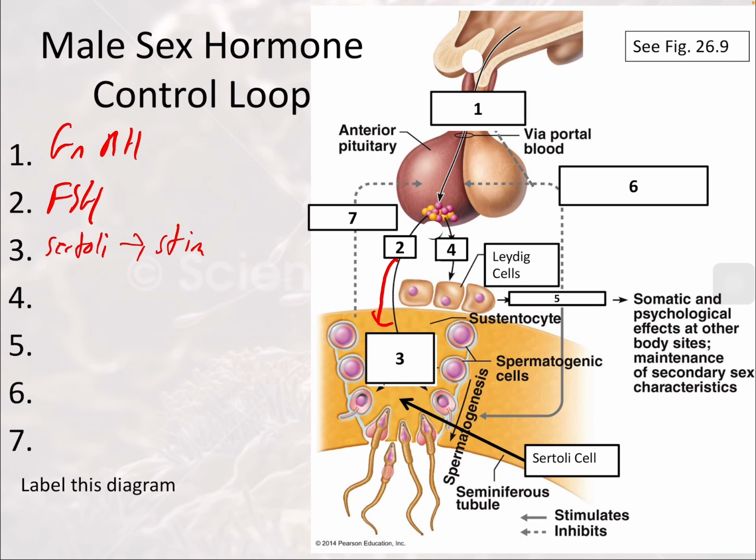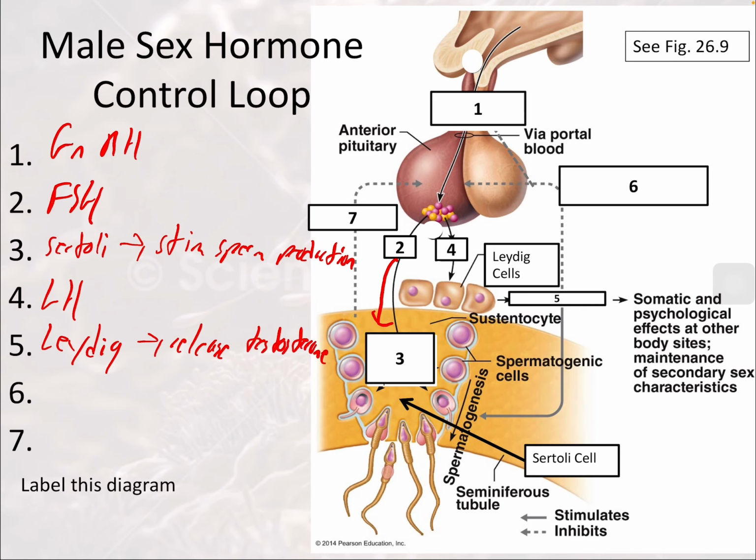Okay, stimulate sperm production. Okay, so we can see that in the Sertoli cells, and then number four is going to be our LH. Remember, L goes with the Leydig cells. That's going to stimulate Leydig cells to release testosterone. Okay, and then we can see number 5 there is the testosterone. That's going to go cause all of these effects, right? Somatic, psychological effects at other body sites, secondary sex characteristics.